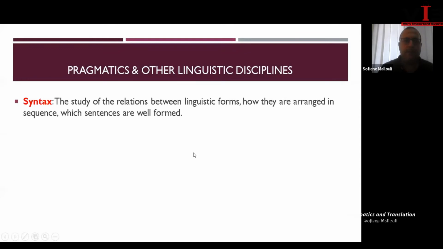Right. So syntax, as you should know, is the study of the relations between linguistic forms, how they are arranged in a sequence, which sentences are well-formed. So the basic concern of syntacticians is the well-formedness or grammaticality versus the ungrammaticality of sentences, right? So this has nothing to do with pragmatics. Pragmatics is not looking for language forms. It's not looking for the well-formedness of sentences.